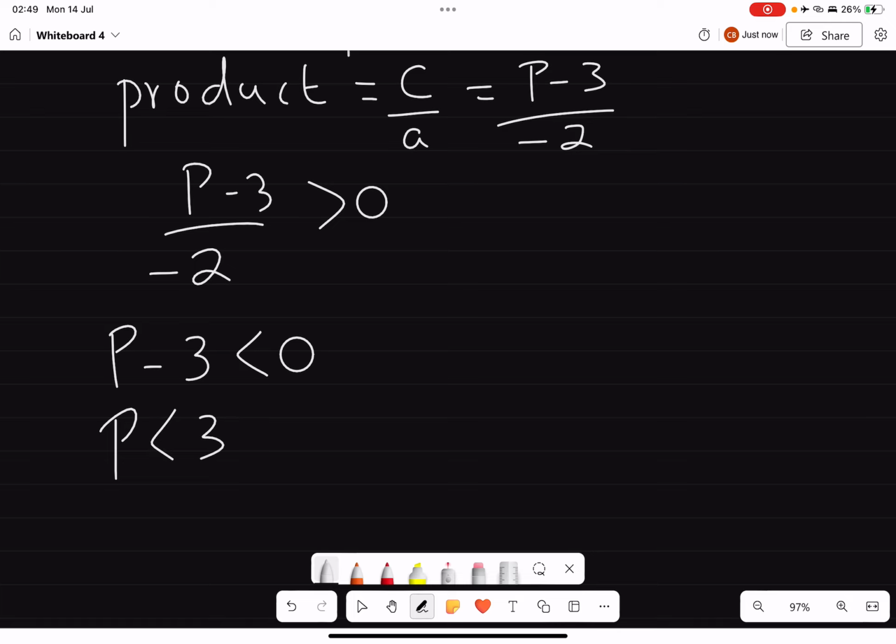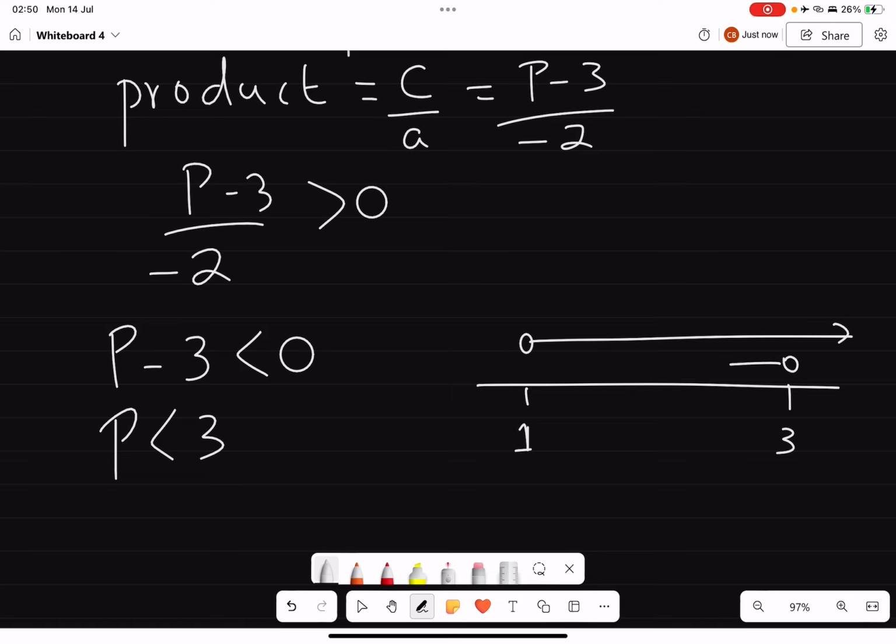But now we need to remember this. Originally, we said that p must be bigger than 1, which means it's from here going that way. Now we're saying p must be less than 3, which means it's from here going to the left. But the intersection is just this part here. So if we have two conditions, we always take where they intersect.